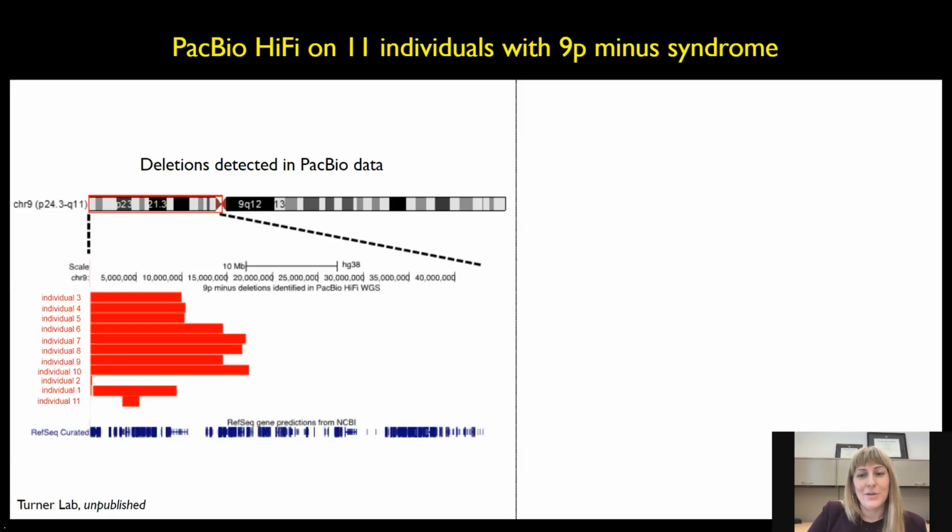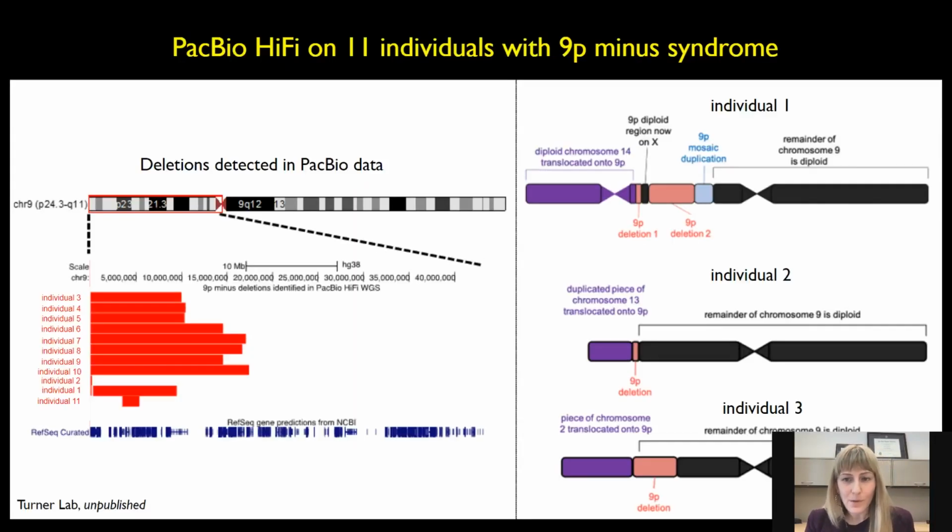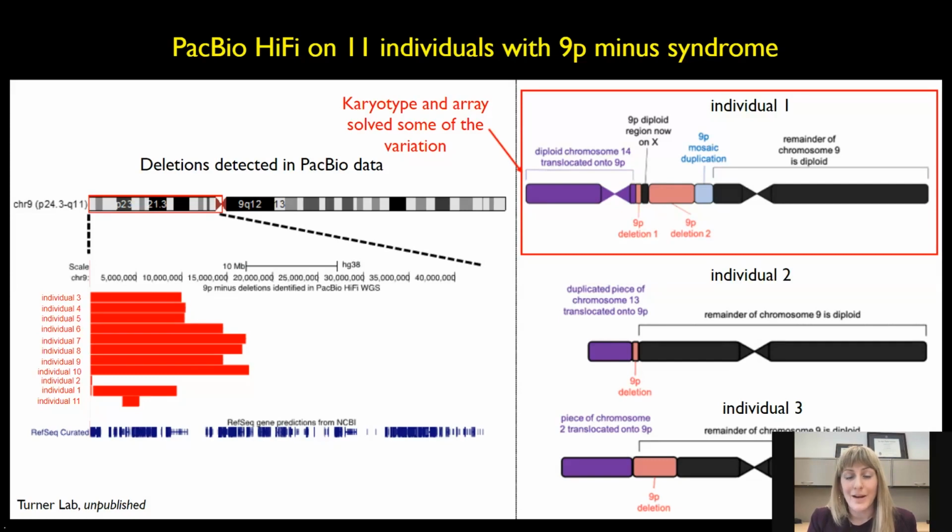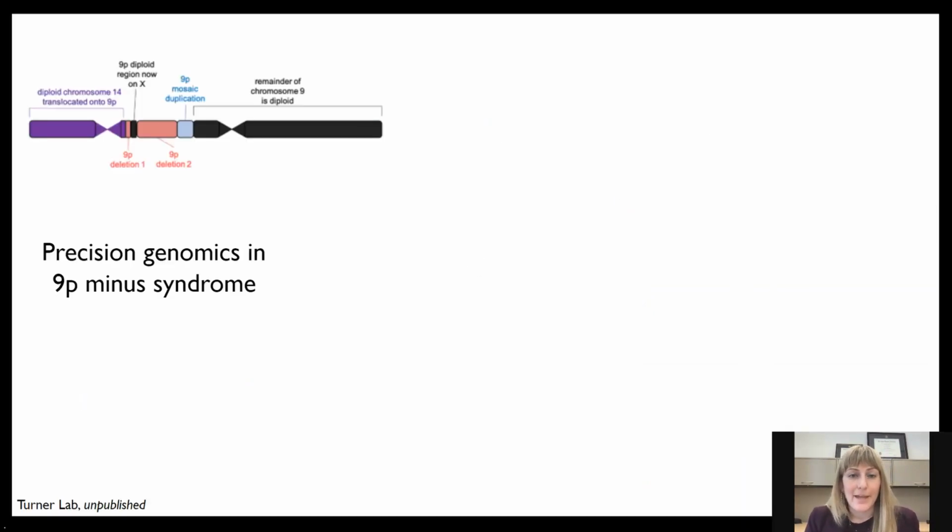And yes, they do. So here are 3 of the individuals where we have solved the more complex aspect of their variation. And I'm going to focus on individual 1 because it was a challenging case for us. So individual 1 came to us and they had done karyotype and array, and that had solved some of their variation. So we went about doing this long-read sequencing, and we were trying to figure out the whole variation in this individual. So now I'm going to just keep that little schematic on the top left, and I'll put a little box around the areas I'm looking at as I go.